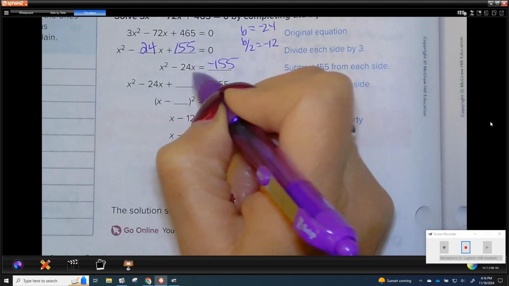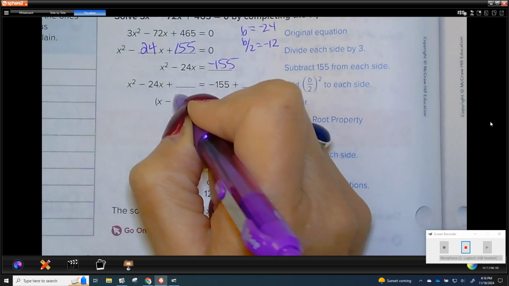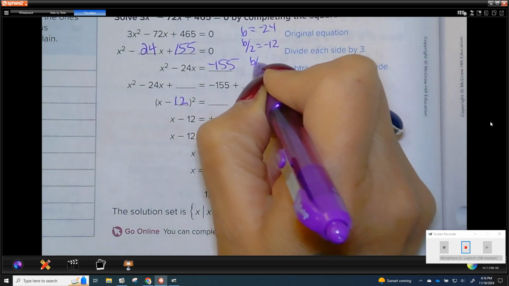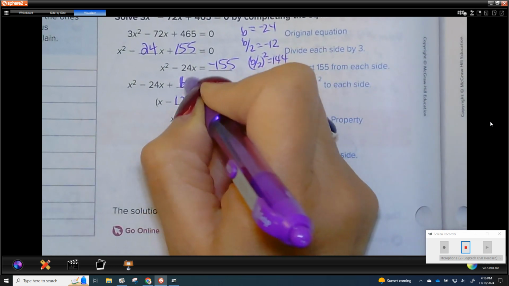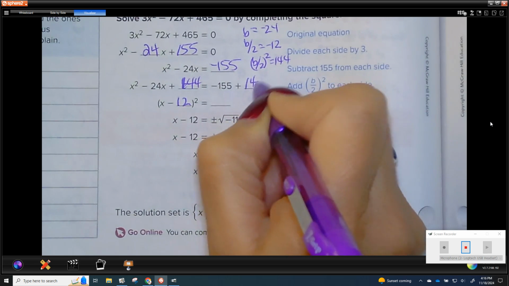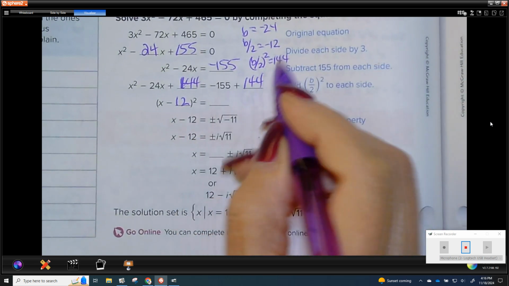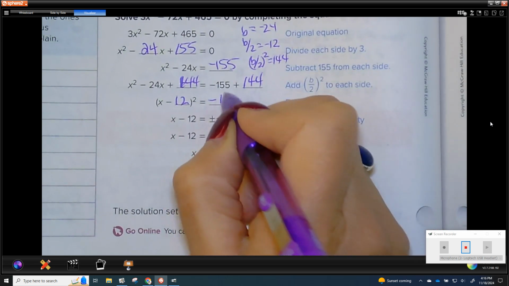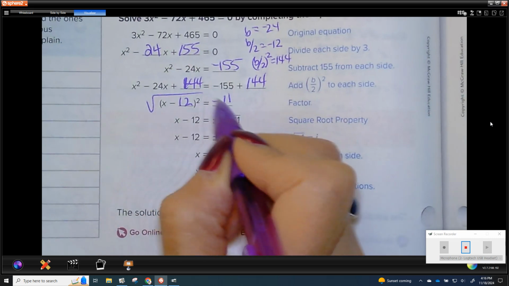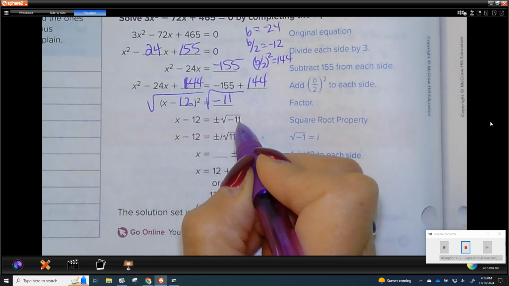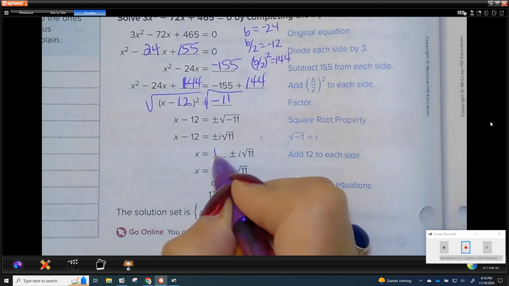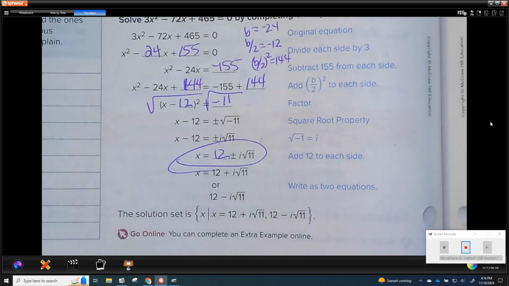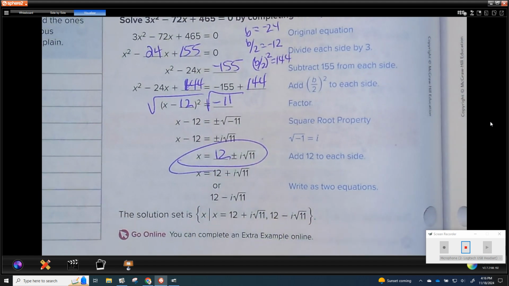So this is our factors. Half of b squared is 144. So we're going to add 144. Negative 155 plus 144 is negative 11. Take the square root, we get an i, but 11 is not a perfect square, so it just stays there. So we get 12 plus or minus square root of 11i. Remember, the i is written in front, not behind, to make sure it's not under the radical.